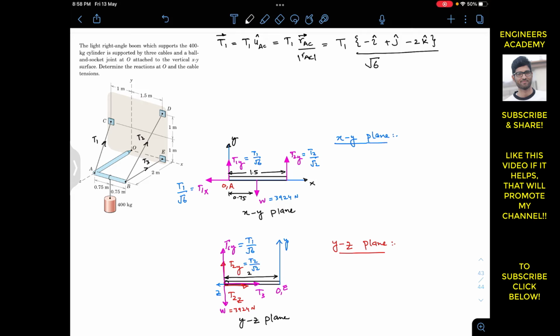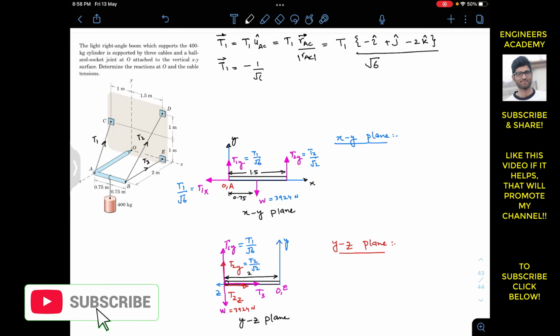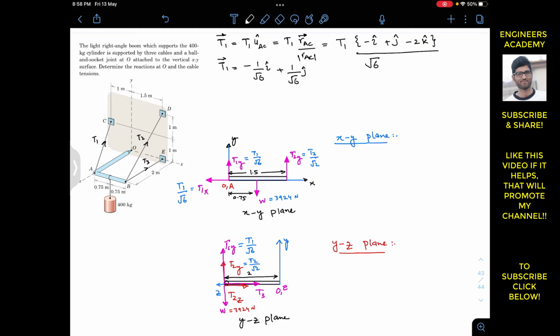So now from this we can write that T1 vector is, if I multiply this T1 with each and every component and divide it by square root 6, then T1 will be -1 divided by square root 6 I plus 1 divided by square root 6 J minus 2 divided by square root 6 K. So now this is the Cartesian vector representation of T1. This is T1x, this is the component of T1 along the x-axis, this is T1y and this is T1z.